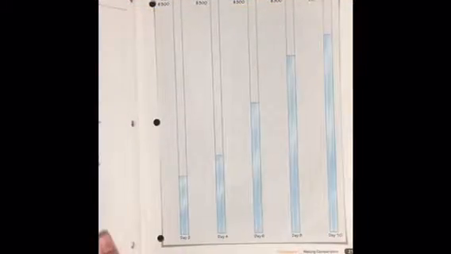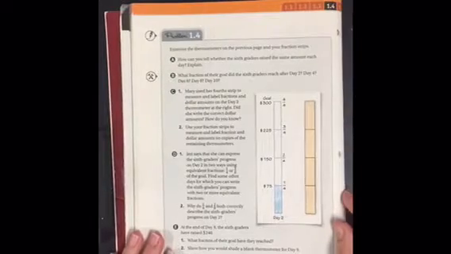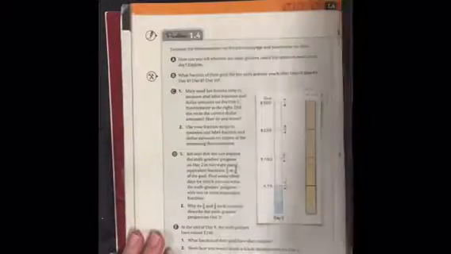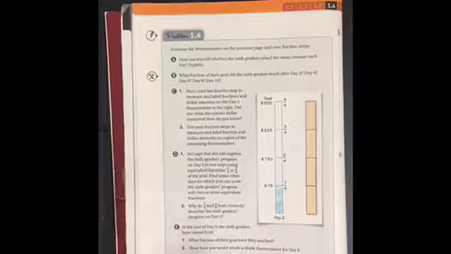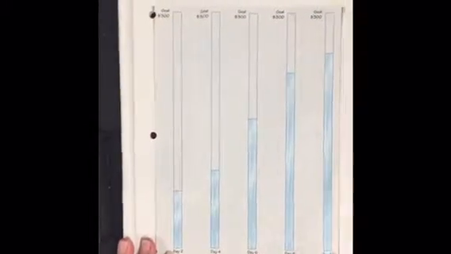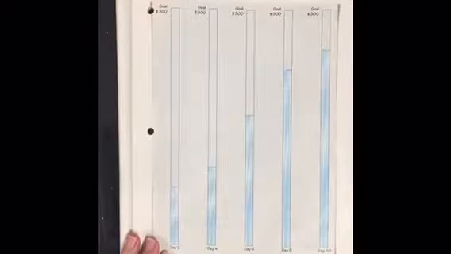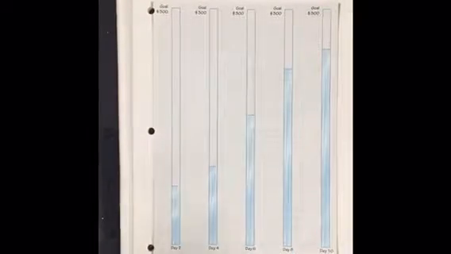All right. So for this one, we're going to go ahead and flip to page 22. It says examine the thermometers on the previous page and your fraction strips, which you should have gotten. Looks like this. How can you tell whether the sixth grade raises the same amount of money each day? So here's day 2, here's day 4, 6, 8, and 10. How could I tell if we're raising the same amount of money each day? Well, to me, I would look and see if they're going up by the same amount each time, right? So you can put that in for A.